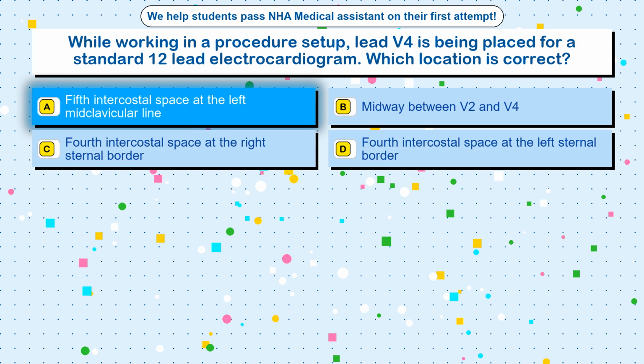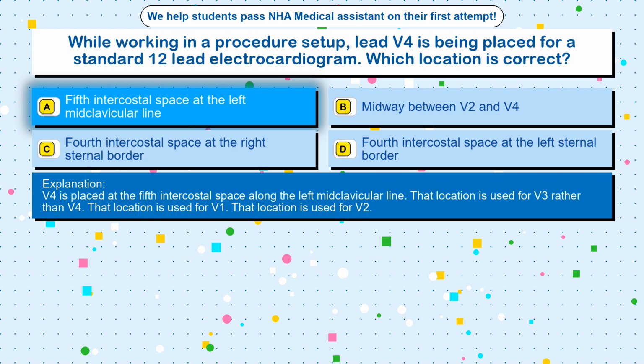The correct answer is option A. 5th intercostal space at the left midclavicular line. V4 is placed at the 5th intercostal space along the left midclavicular line. That location is used for V3 rather than V4. That location is used for V1. That location is used for V2.